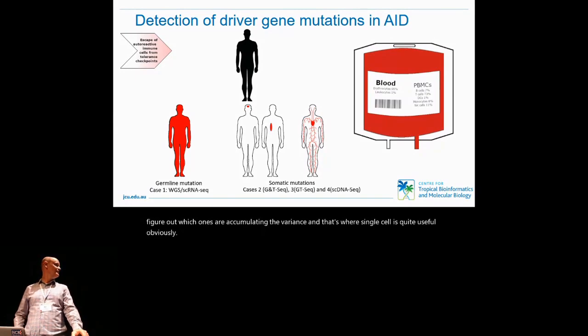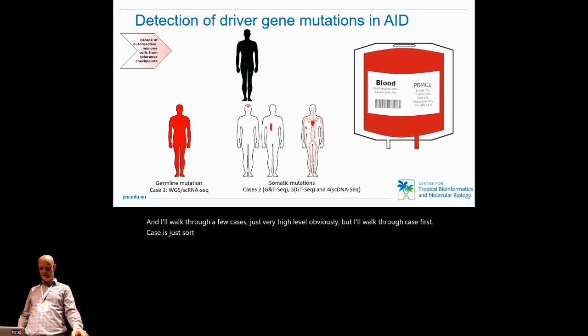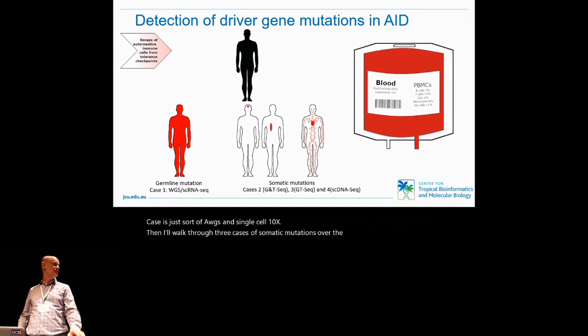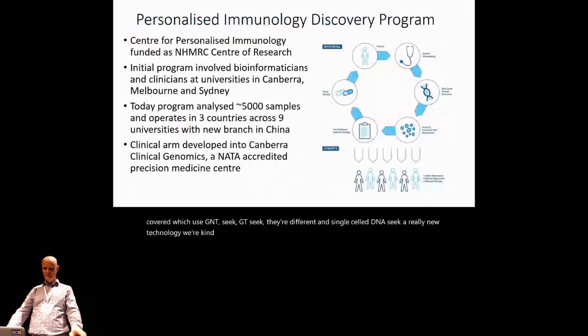I'll walk through a few cases, very high level, obviously. The first case is a WGS and single cell 10X. Then I'll walk through 3 cases of somatic mutations over the last 5 years we've covered, which use GNT-seq, GT-seq, they're different, and single cell DNA-seq, a really new technology we're excited about as well.